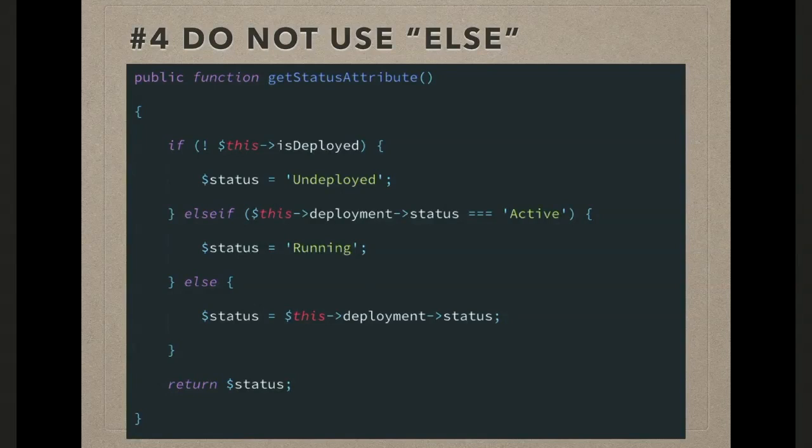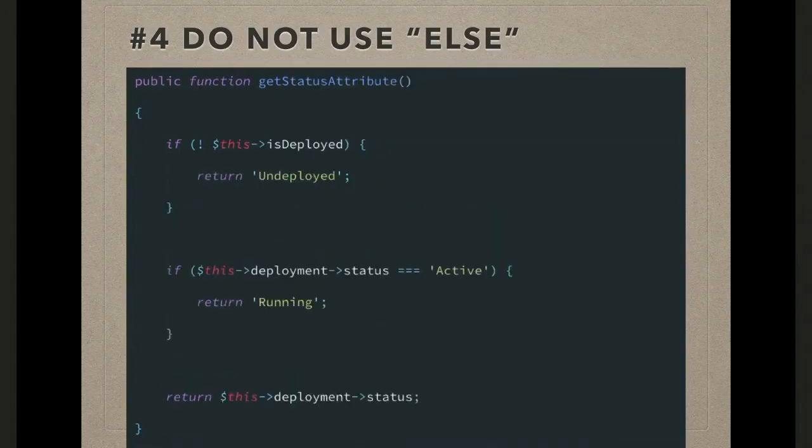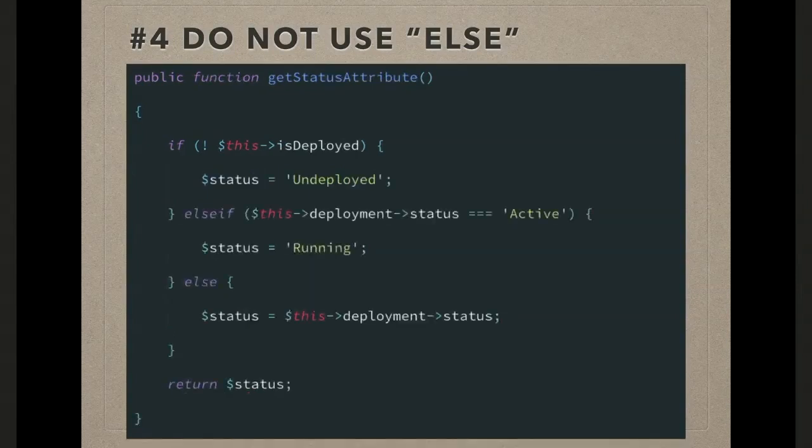The idea is that usually if you're using if statements or else statements, you're building something up to then return it at the end. And the way to get out of that is to use early return. So in this particular case, I'll go back real quick. We're saying if it's not deployed, then set the status to undeployed. If the deployment status is active, then set it to running. Otherwise, set it to whatever the current status is, right? So you're just building up this variable, and then at the end we say return status, right?